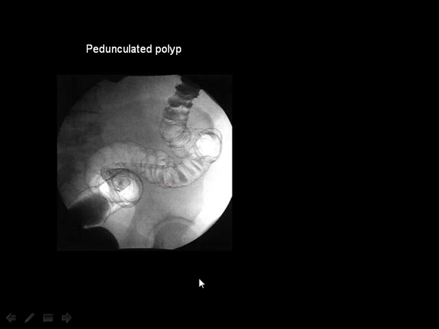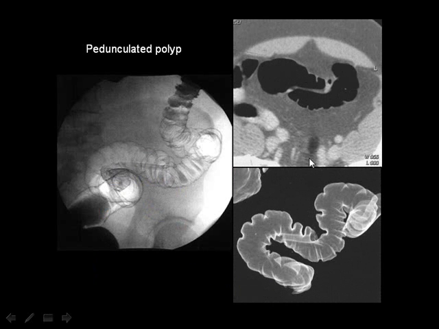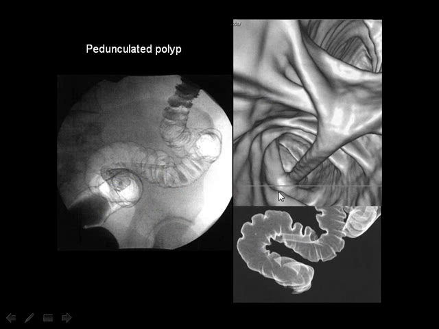Also, this is a pedunculated polyp. You see the pedicle and you see the polyp. After injecting air, you can see the polyp and the pedicle, and this is the road map where we can go by the virtual camera to see this particular lesion. This is the image obtained by virtual colonoscopy, and you can see the pedicle and the polyp.